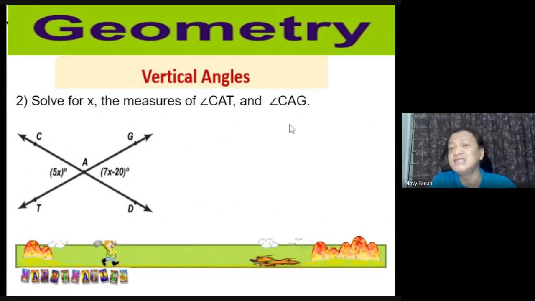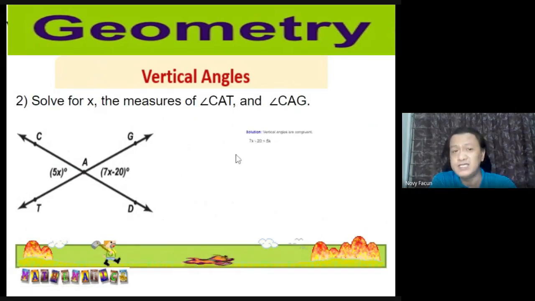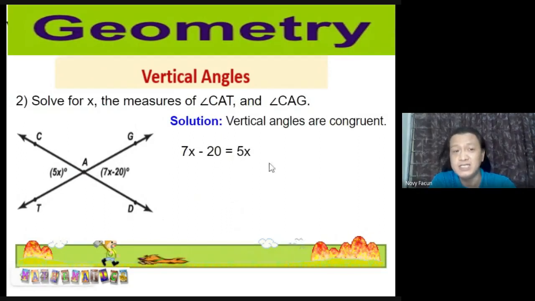Okay, so now, you are going to solve for x, the measure of angles, also the measure of angle CAT and angle CAG. So, first, kailangan tama yung equation mo. This is your equation. Vertical angles are congruent. Kapag congruent kasi, ito yung magiging equation mo lagi equal. Kaya 7x minus 20 equals 5x.